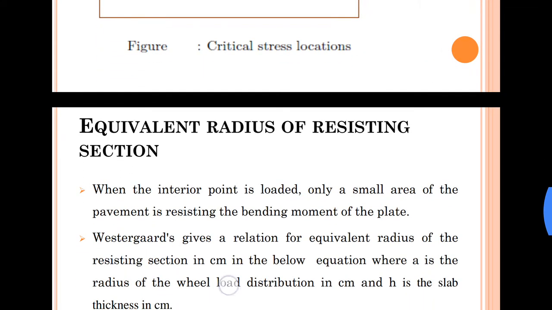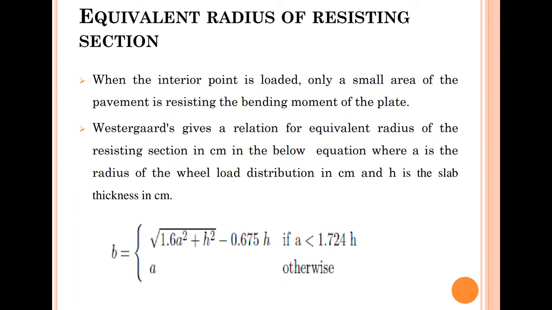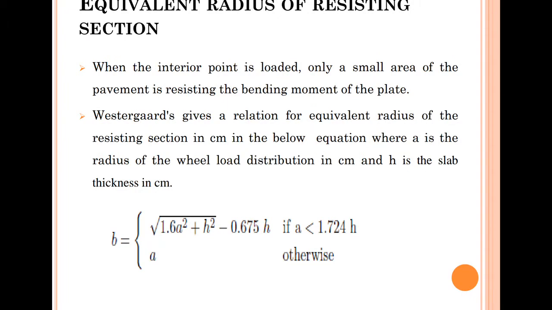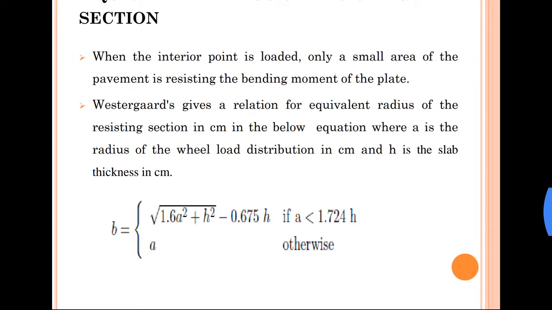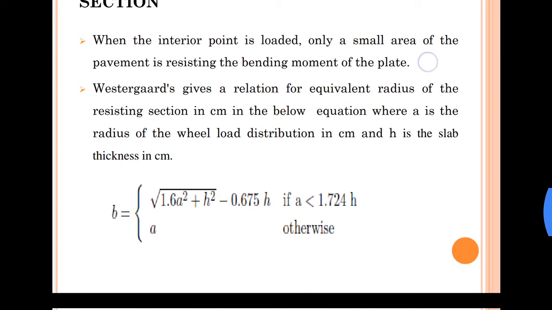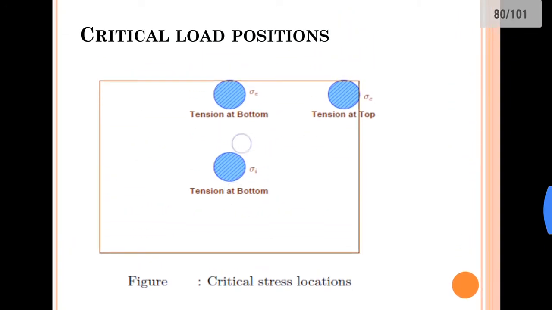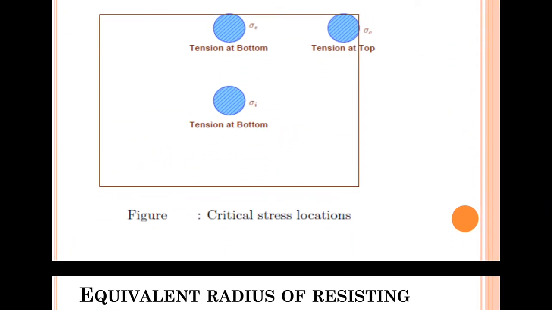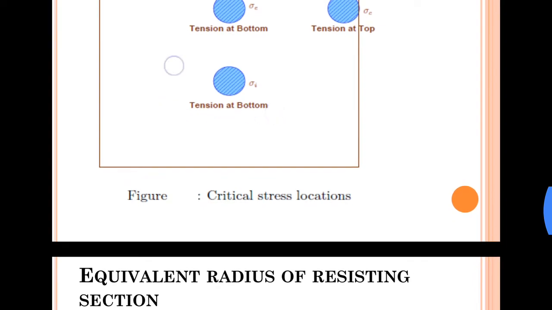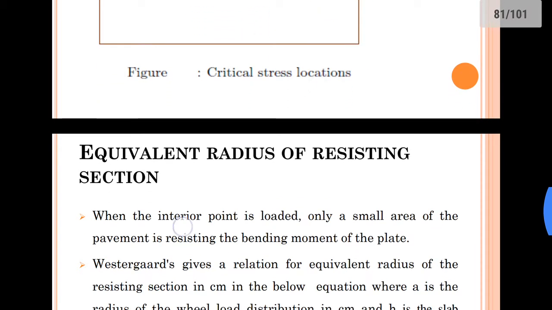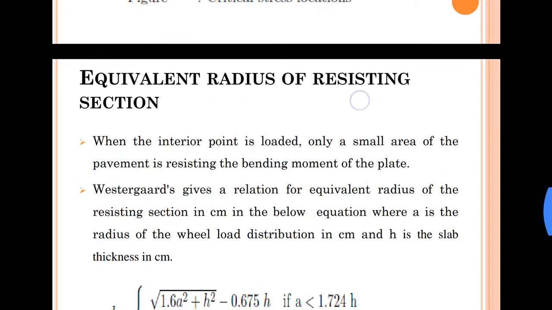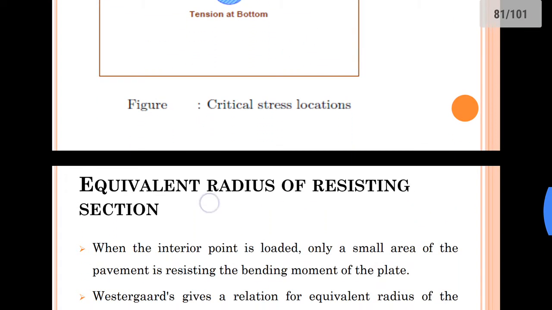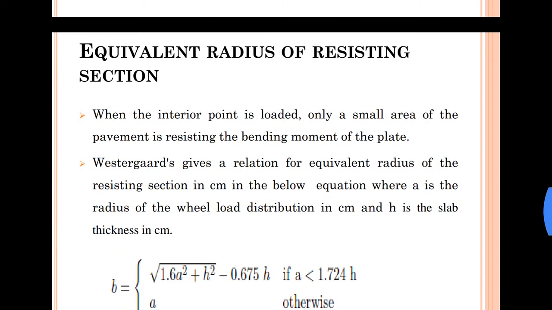So the next term is equivalent radius of resisting section. When the interior part is loaded, only a small area of the pavement is resisting the bending moment of the plate. So whenever the interior part of the slab is being loaded, there is a small area which is resisting the bending. The radius of that area is nothing but the radius of resisting section.